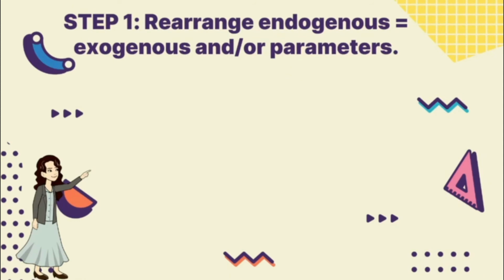The first step, rearrange endogenous equal exogenous and all parameters. Before arranging, we need to discriminate the variables first. In this question, our endogenous variables are Y and I. Meanwhile, the C null is our exogenous. We don't have any parameters in this question.